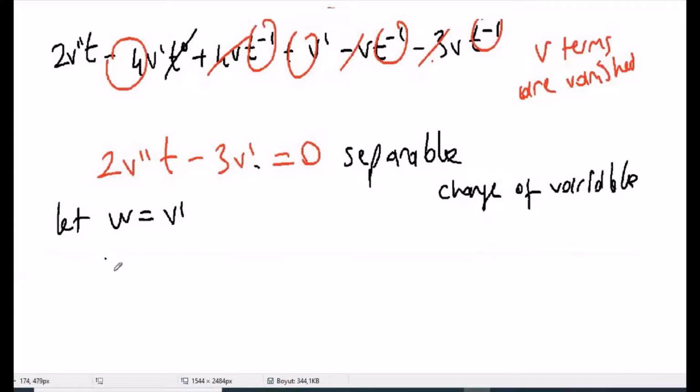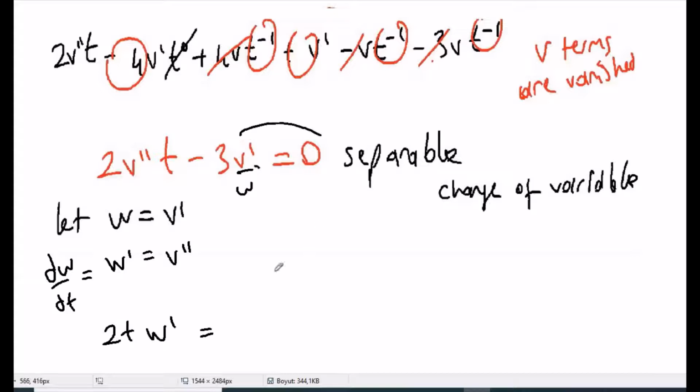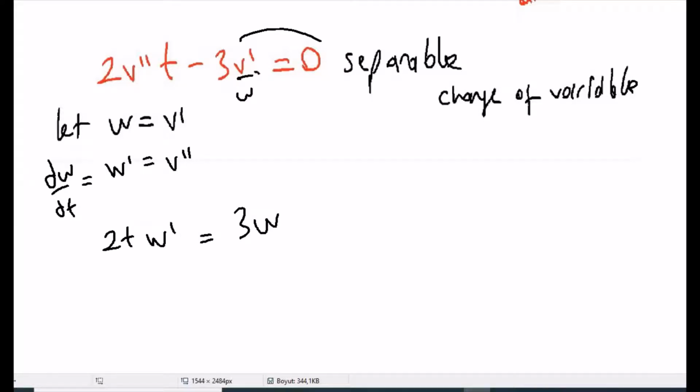Then the derivative of w will be y double prime. So this is our dw/dt. Now let's write everything in terms of w. So we have 2t w prime equals 3w, and this is our w, so we can take it to the other side of the equation as positive. And instead of w prime, we can write dw over dt. Now if we multiply both sides by dt, we obtain 2t dw equals 3w dt.